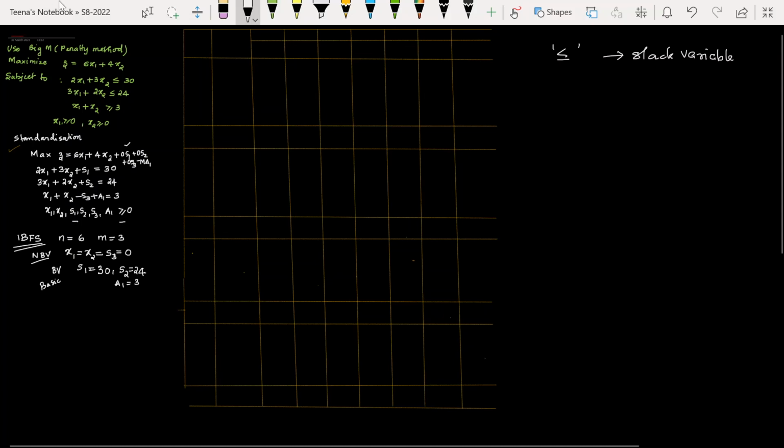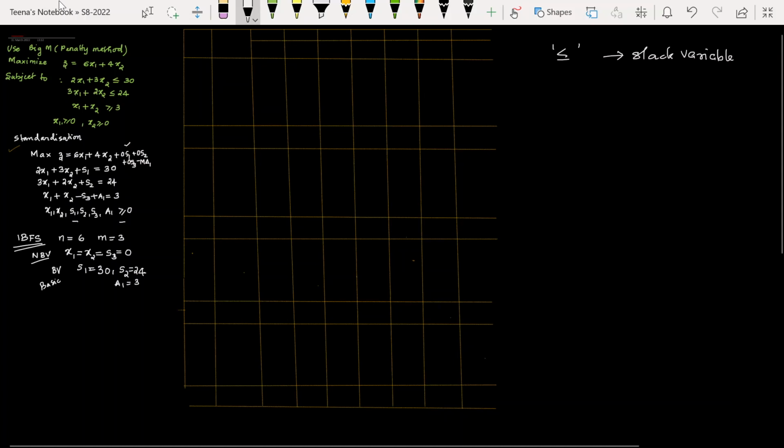Now the second constraint is also a less than or equal to inequality, that is also converted to an equation with the help of the second slack variable S2, and for the second slack variable S2 also the cost associated is equal to 0, and S2 also satisfies the non-negativity restriction.